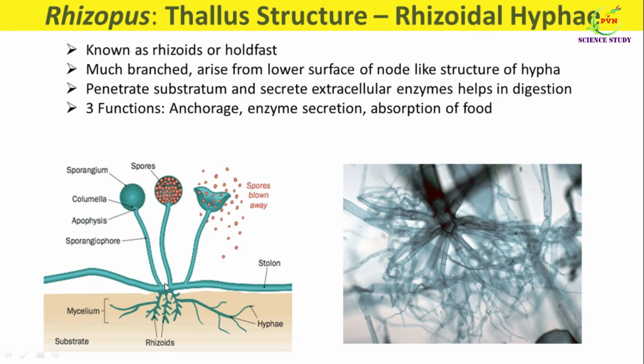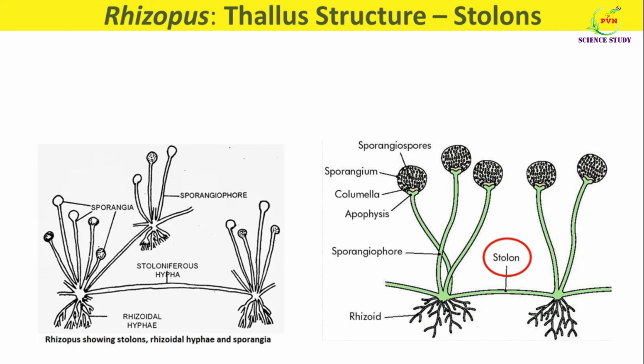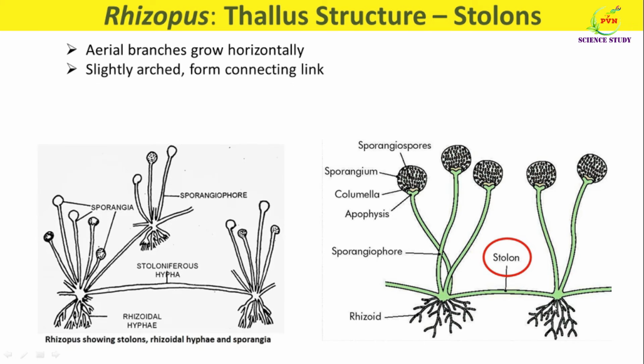Now we will study the second hypha, that is the stolons. These are the figures where we can see the stoloniferous hypha. Here also we can see a stolon. As you can see here, stolons are the aerial branches which grow horizontally on the substratum. The stolons are slightly arched, as you can observe here, and form a connecting link between the clusters of the rhizoidal hyphae. Here also you can see that this is the stolon and this is the connecting link between clusters of rhizoidal hyphae.